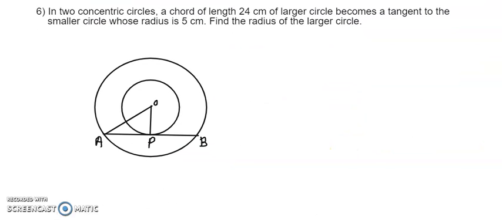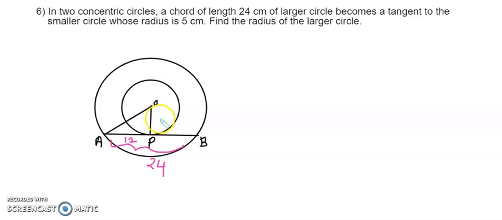Next, concentric circles. So here if you see, OP is the radius for the smaller circle, OA is the radius for the bigger circle, right? They are saying the chord of the larger circle, 24 centimeters, becomes a tangent to the smaller circle. So here AB is 24. At the same time, AB is the chord for the bigger circle. So OP is the line passing through the center of the circle and touching the chord. That means it is bisecting the chord. So this will be 12, right?